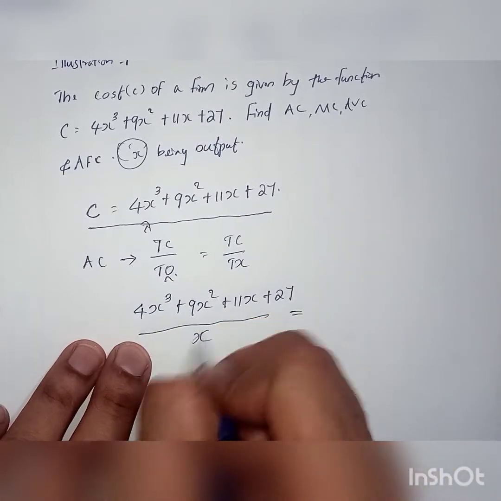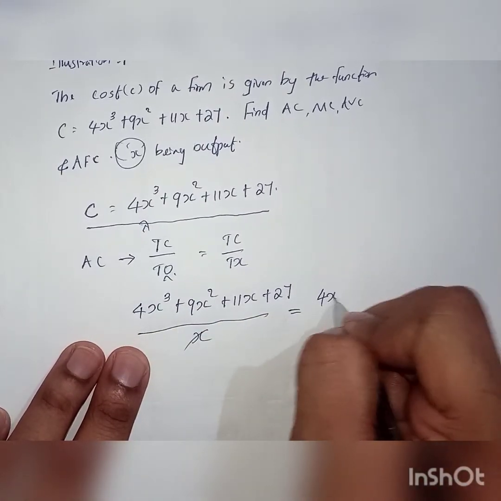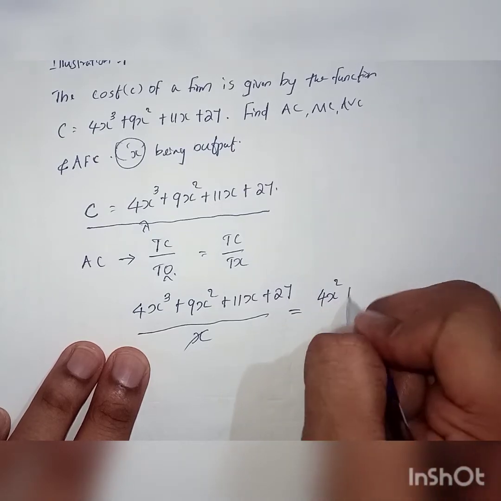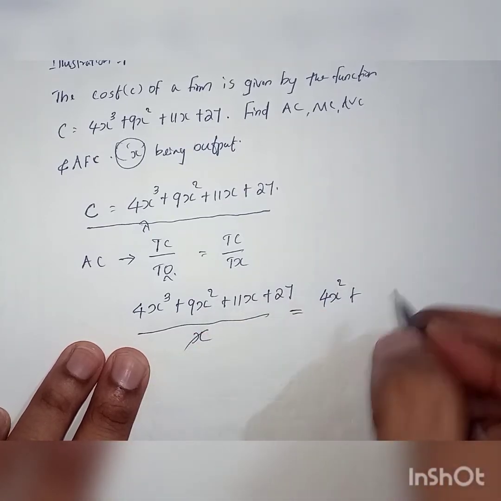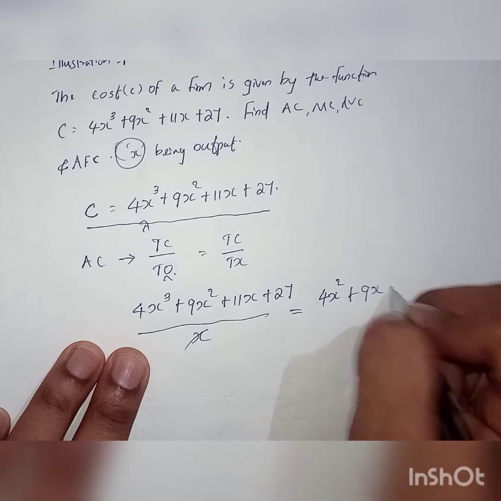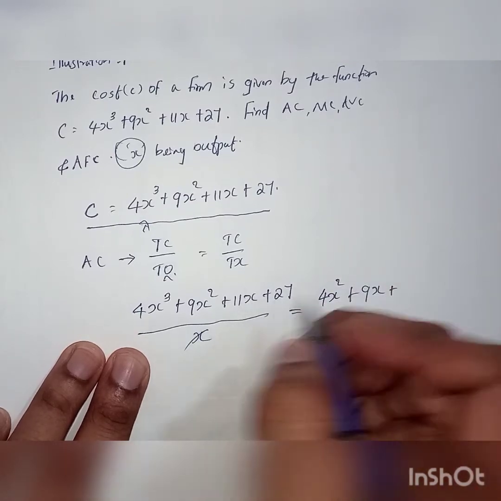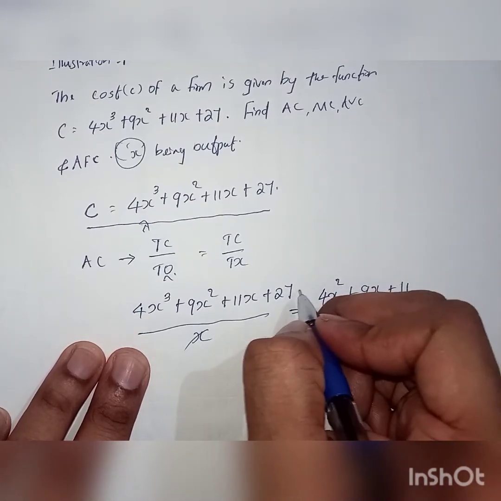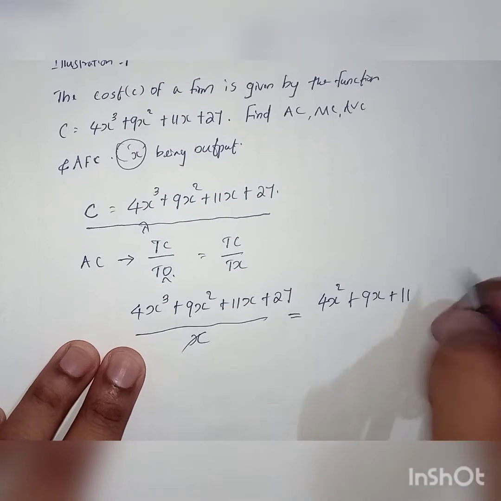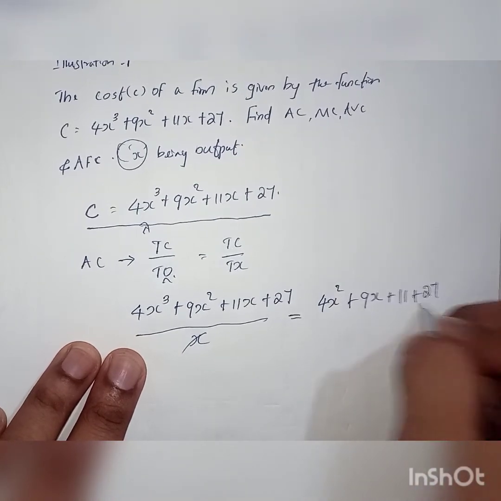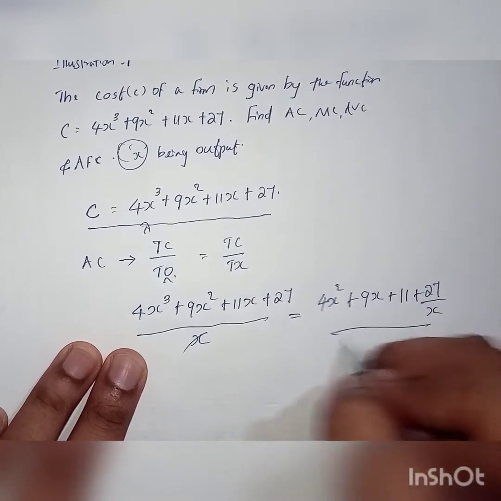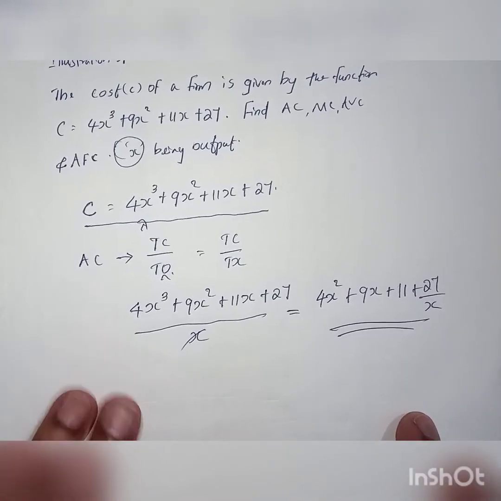So what value will we get? 4x³ divided by x, how much will we get? 4x², right? Then 9x² divided by x gives 9x. Then 11x divided by x gives 11. Then is there any x with the 27? No. So we just write plus 27 divided by x. So this is the average cost, right?